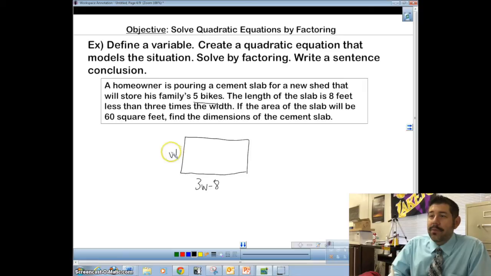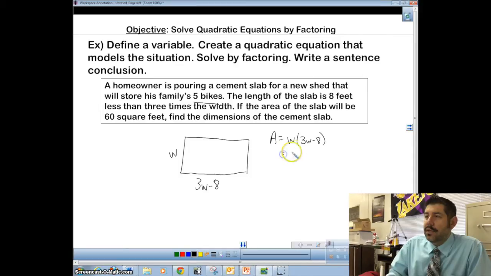Now the area, remember, is the length times the width. So my area is length times width, or in this case, width times length. So I'm going to have 3w squared minus 8w. I'm going to multiply this and distribute it. All right, so now what are we going to do?